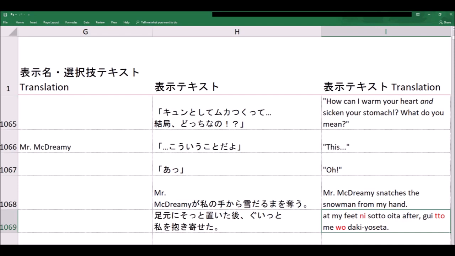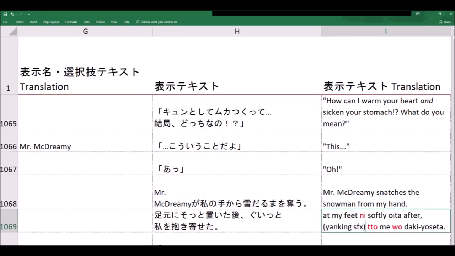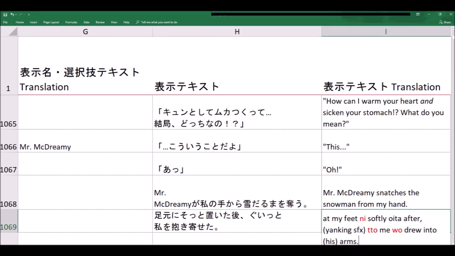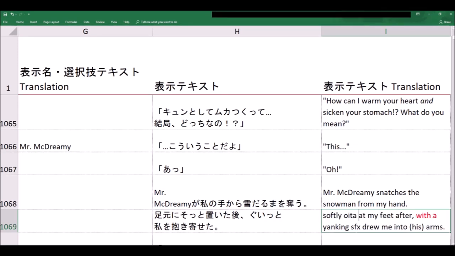Phase 2. Sotto means softly. Gyu is a sound effect for yanking or tugging something. Phase 3. Dakioseru means to draw someone into an embrace. We're still talking about Mr. McDreamy here, so it's drew into his arms. The particle to that comes after gyu means with a yanking sound effect.